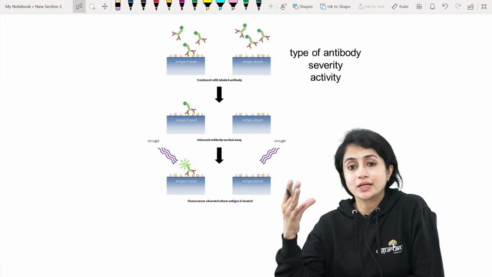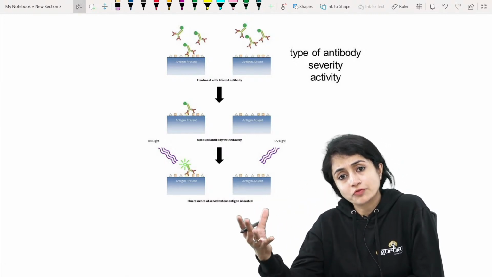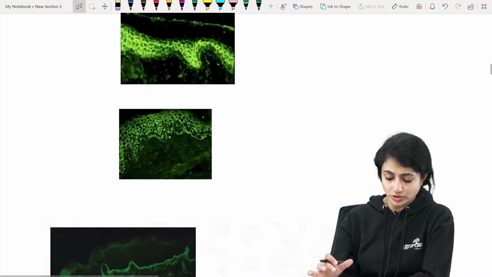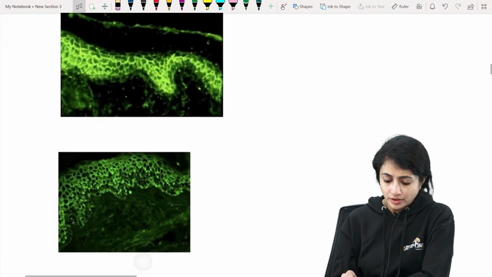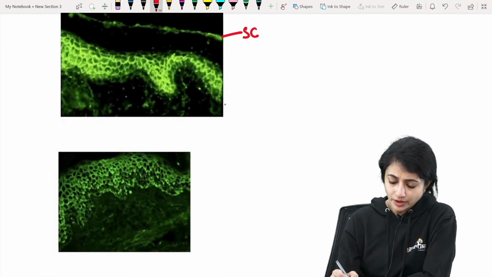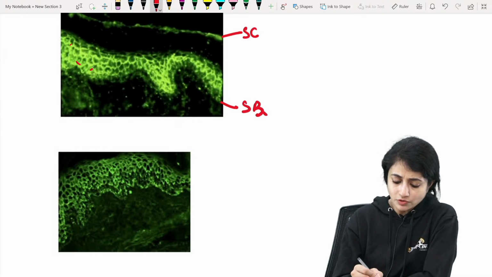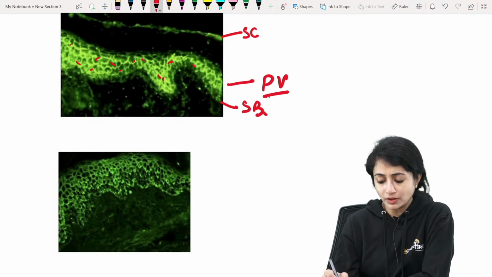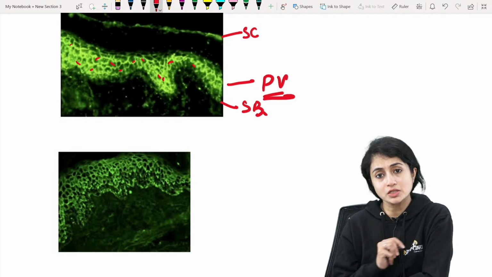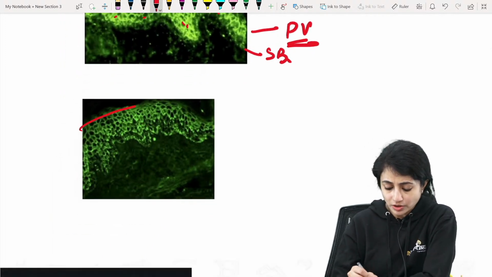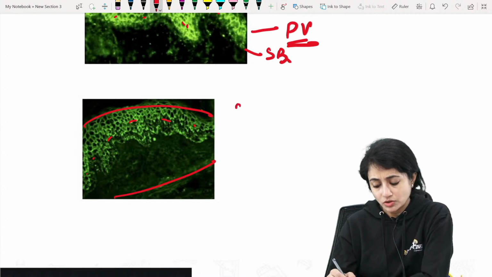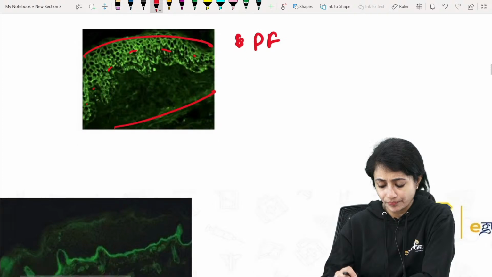I do a DIF and I see where my fluorescence is. And what is the fluorescence indicating? That there I have my antigen antibody complexes which are being deposited. So see here, if you look at this, this is my stratum corneum and this is my stratum basale. So I have this fluorescence which is present on the lower part of the epidermis. So here I know I'm dealing with pemphigus vulgaris. I told you vulgaris is in the lower part of the skin. Look at the image here. This is my stratum corneum, this is my stratum basale, and I have the fluorescence on the upper part of the skin. So then this would be pemphigus foliaceous.